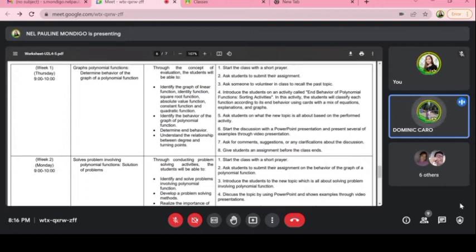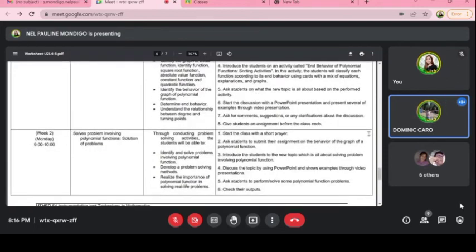Fifth is ask students what the new topic is all about based on the performed activity. Six is start the discussion with a PowerPoint presentation and present several examples through video presentation. Seven is ask for comments, suggestions, or any clarifications about the discussion. Eight is give students an assignment before the class ends.